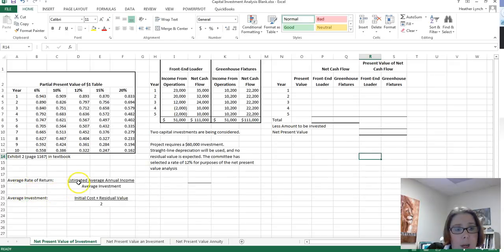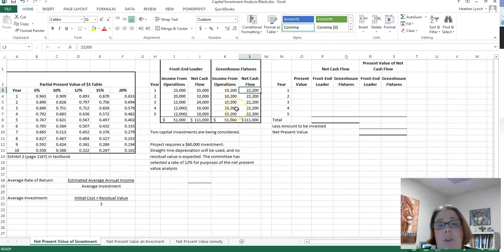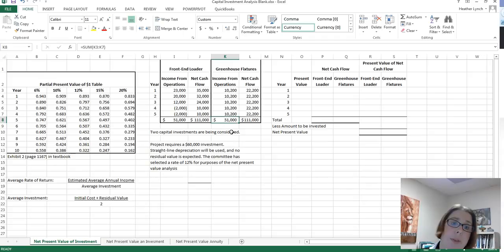I'm going to show you here the average rate of return and your average investment. For this project, the company is considering two capital investments, a front loader and greenhouse fixtures. They've given us an estimate of the income from operations and the net cash flow they're anticipating. In the greenhouse, they got $10,200 income from operations and net cash flow of $22,200 straight through. The front loader has a different amount of net cash flow, but both of them have income from operations of $51,000 and net cash flows of $111,000.